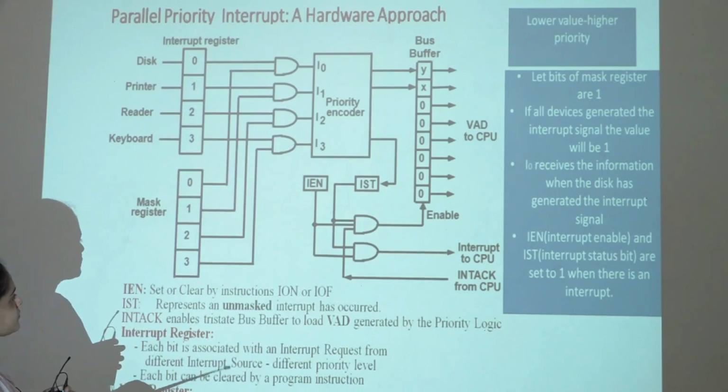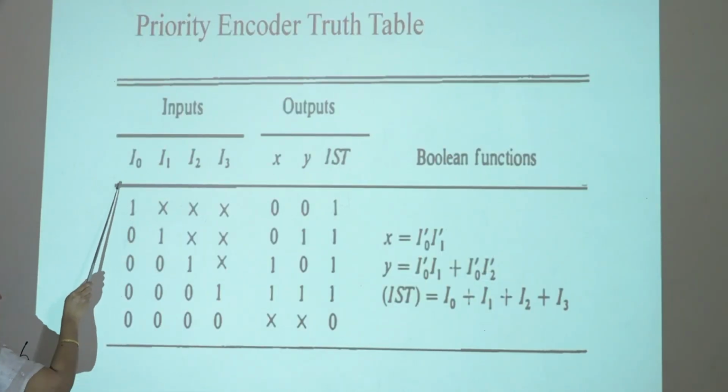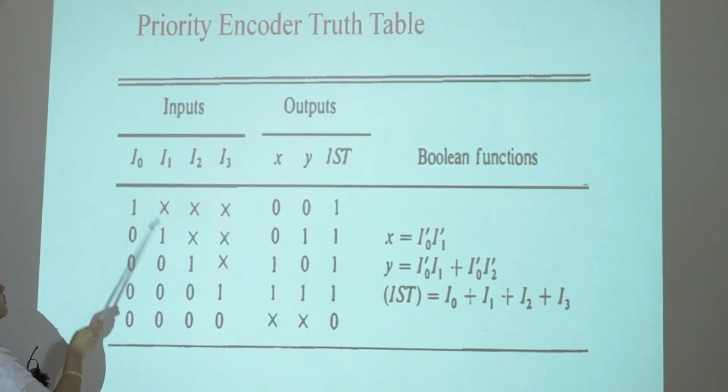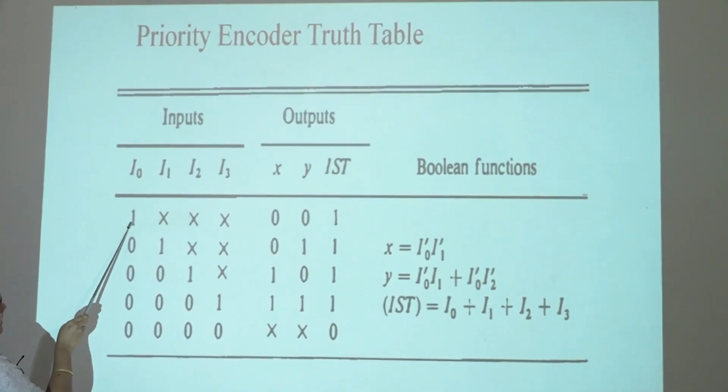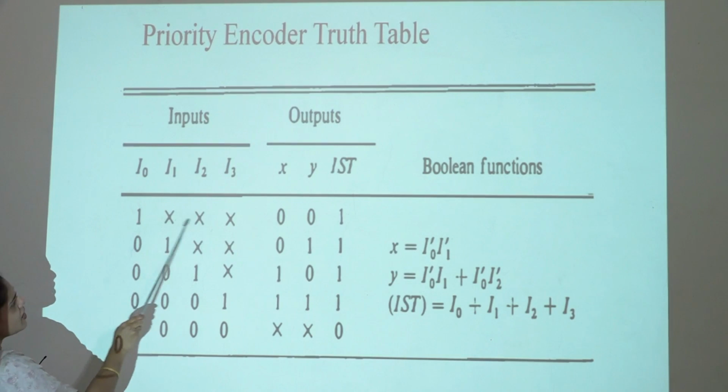Next slide. If you see the truth table for this, I0 is the high priority device and I3 is the low priority device. Whenever there is an interrupt from I0, in that case the remaining are all don't care.